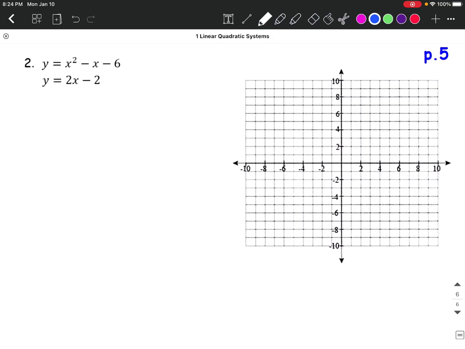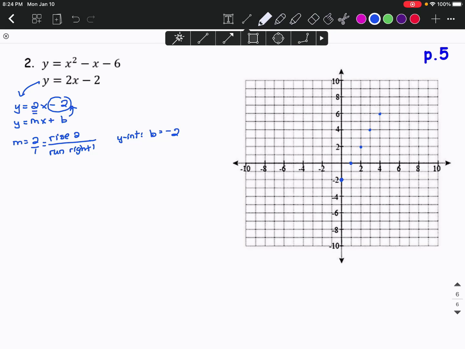Okay, let's try one more. Let's do the line first. y equals 2x minus 2. Again, that's y equals mx plus b. So our slope is the 2, and we put it over 1 so that we rise 2 and we run right 1. The y-intercept, that's the b, that's negative 2. So on the y-axis, we start at negative 2. Now the slope is rise 2, run right 1. Up 2, right 1, up 2, right 1, up 2, right 1.